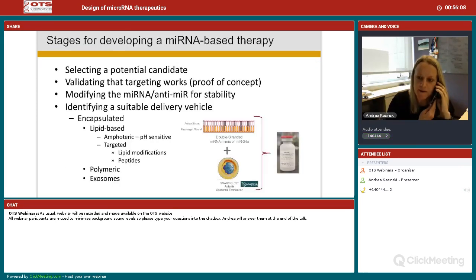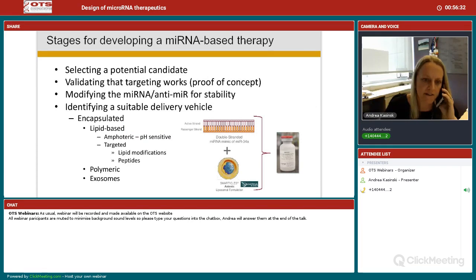So this is likely one of the biggest bottlenecks in the field, this next area that I'm going to talk about, and that's identifying a suitable delivery vehicle. You can have the best fully modified microRNA with great activity in a cell, but if you can't get it to your intended tissue, then you really have nowhere to go as far as a therapeutic approach is concerned.